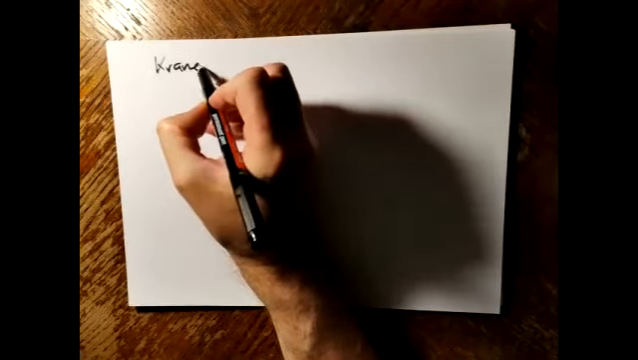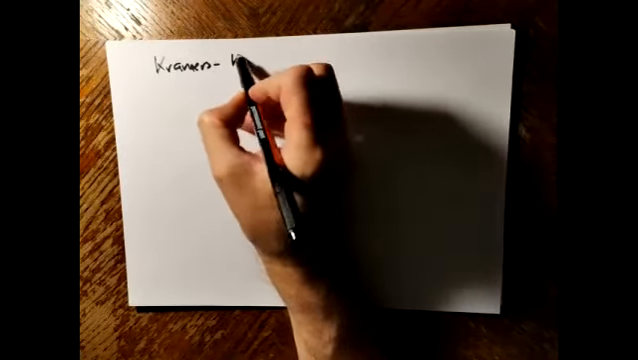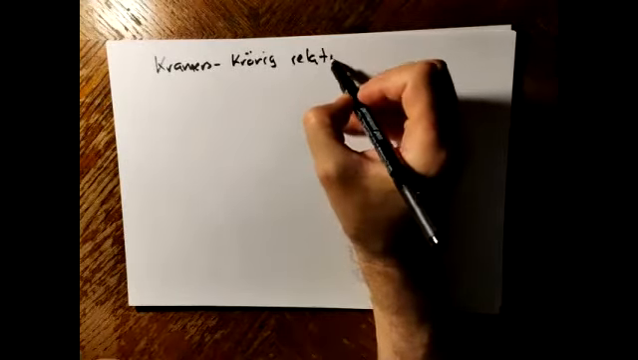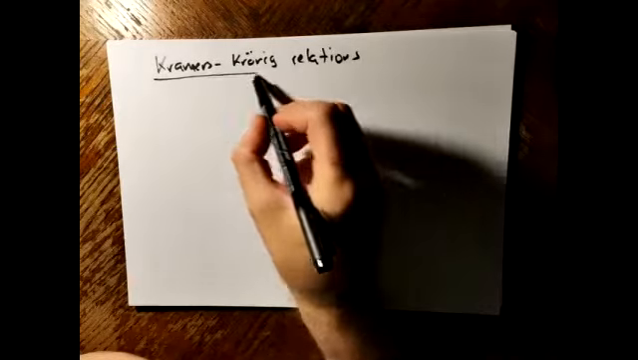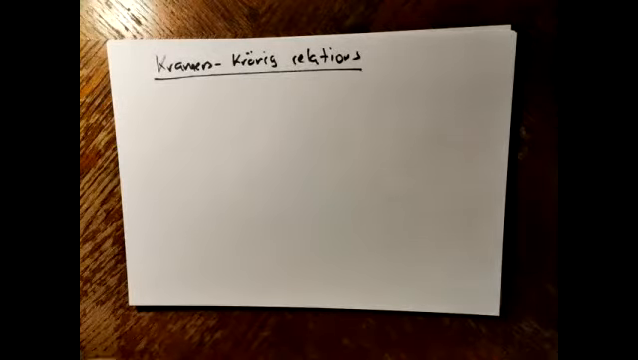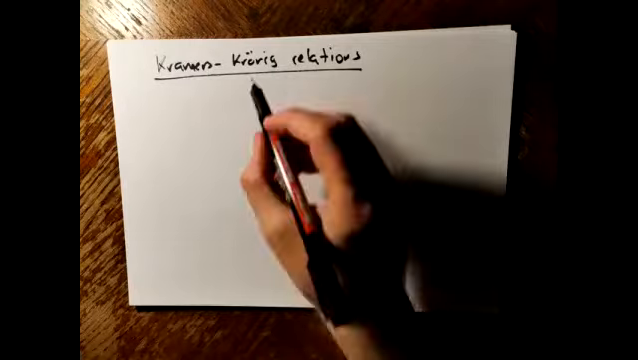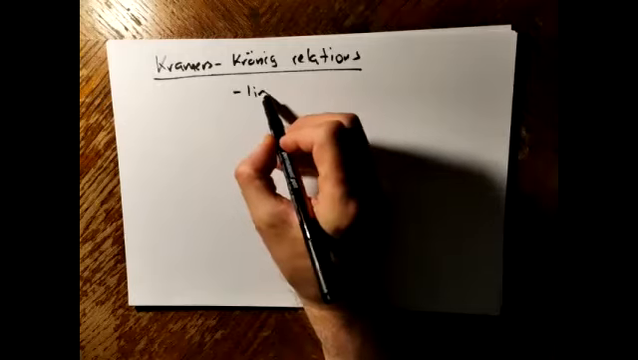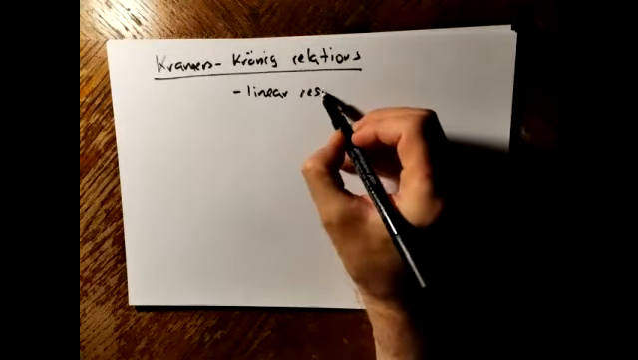Today I'm going to talk about the Kramers-Krönig relations. These Kramers-Krönig relations describe how the imaginary and the real parts of the susceptibility, or the response function, are related. We are within the context of linear response theory.